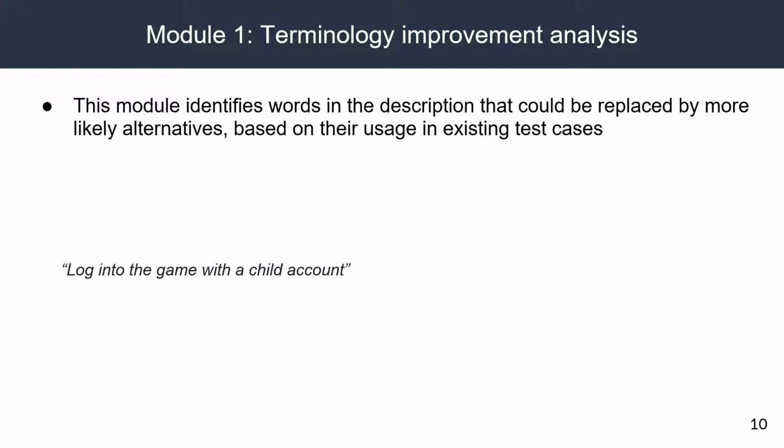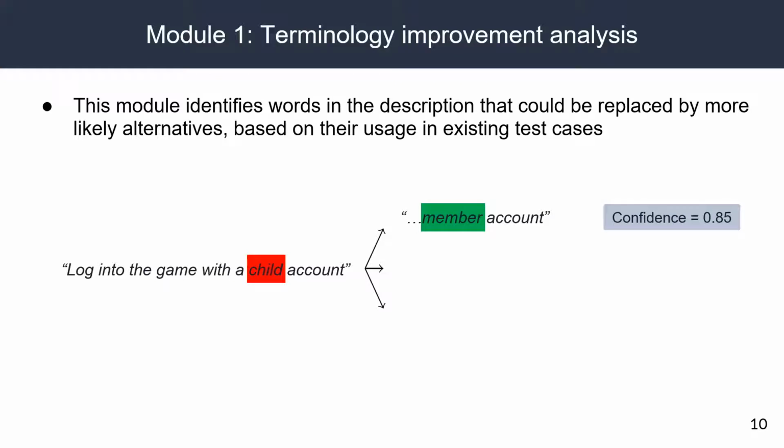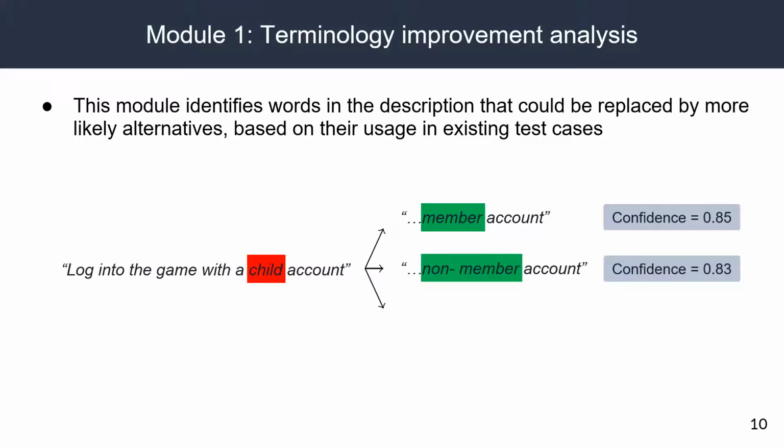For example, if a new test case has this step, log into the game with a child account, this module recommends to replace the word child by either member with a confidence of 85, non-member with a confidence of 83, or student with a confidence of 68. And we can see that if we have the word member or non-member, this will be a more clear instruction for the tester, since they will already know if they need to log in with a member or non-member account.